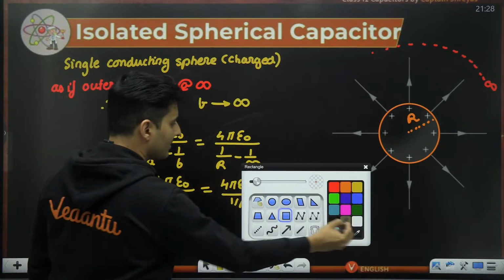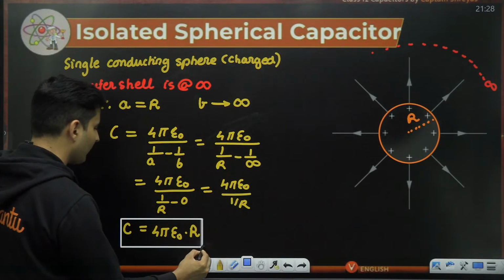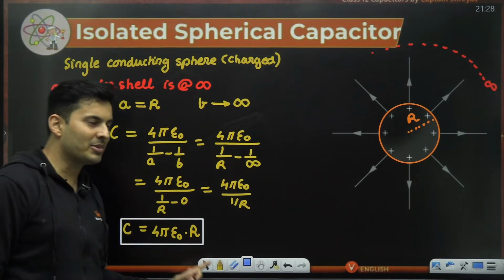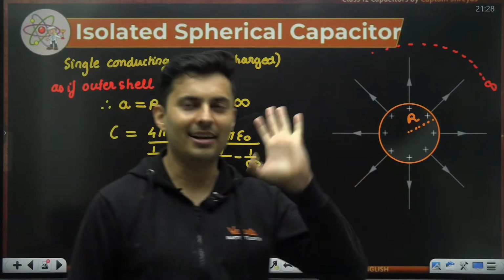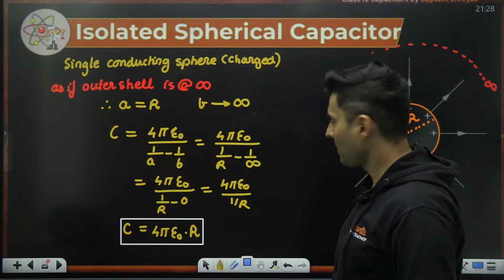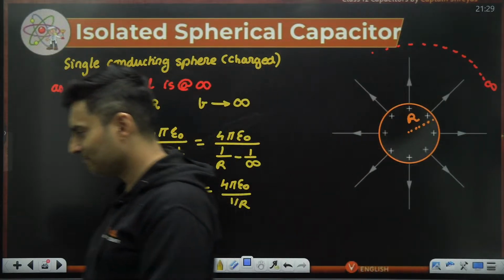So that is the capacitance of an isolated sphere. A single isolated sphere, it is 4 pi epsilon naught into r. Simple. What a nice thing. So a single charged sphere is also a capacitor.